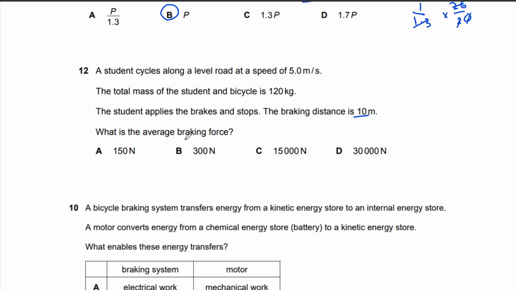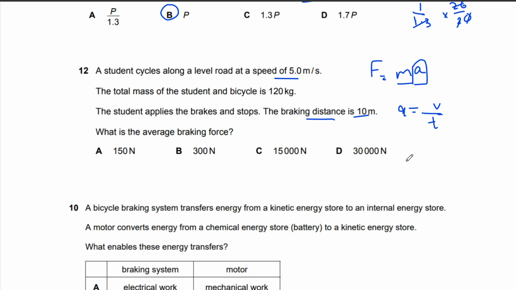So when we see the word force, we see F is equal to ma. Now we need to know the acceleration. We already have mass. So acceleration is velocity divided by time. But obviously we only have the distance and speed. How do we do that?